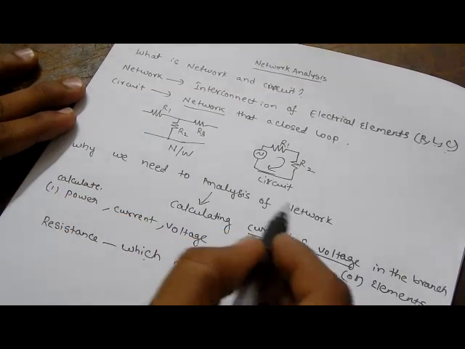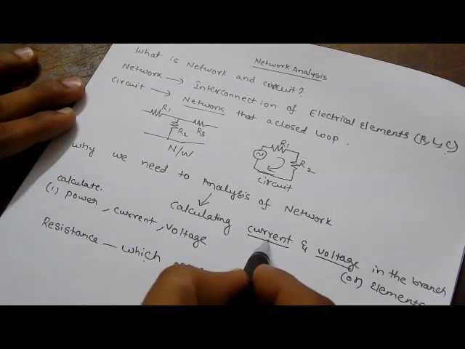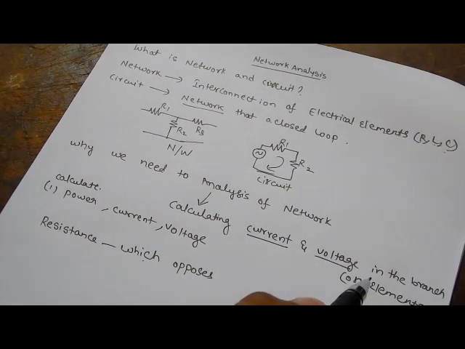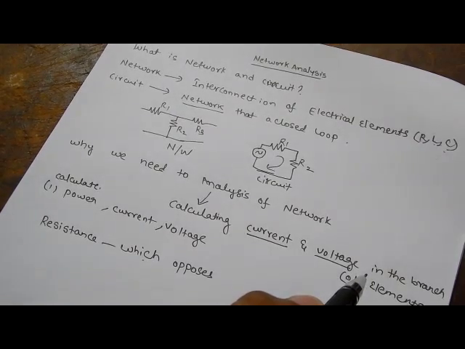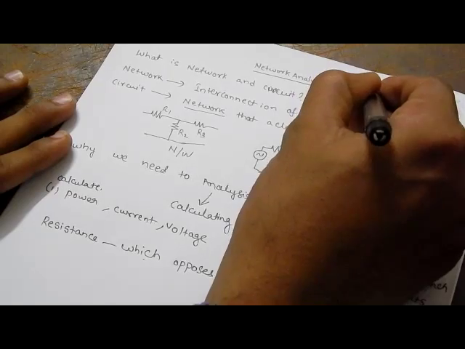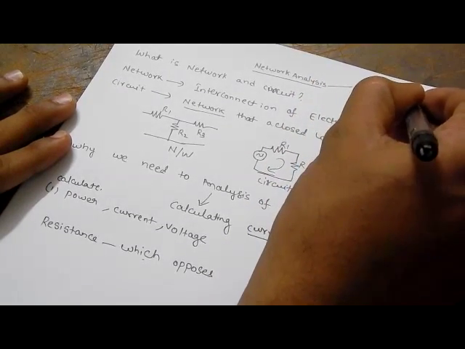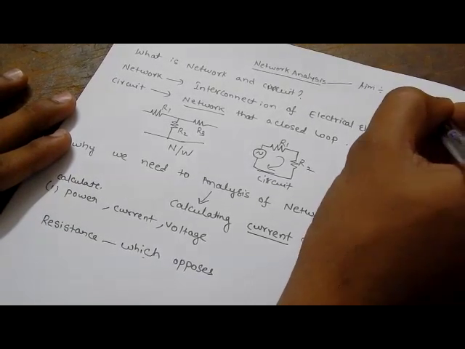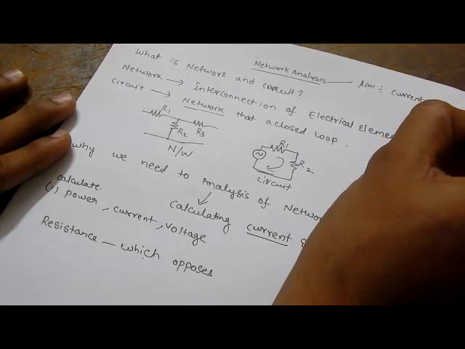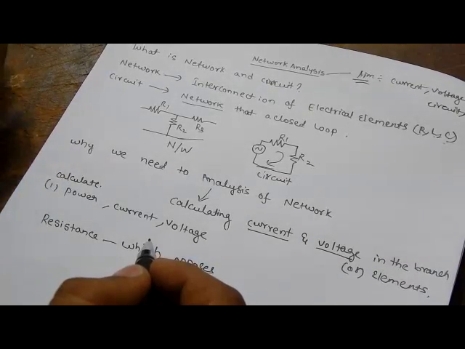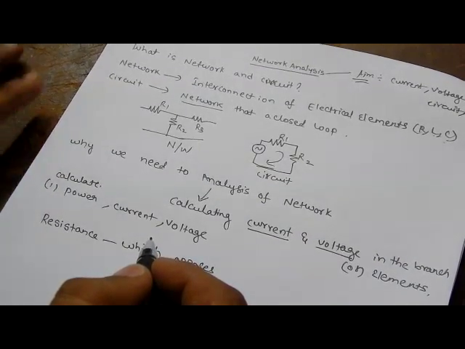So why do we need to analyze a network? To calculate the current as well as the voltage in the branches of the element. In an entire network analysis, you are only calculating the power, current and voltages. These three are the parameters you are finding. The main aim of the entire network analysis is the calculation of current and voltages in the circuits or the networks.